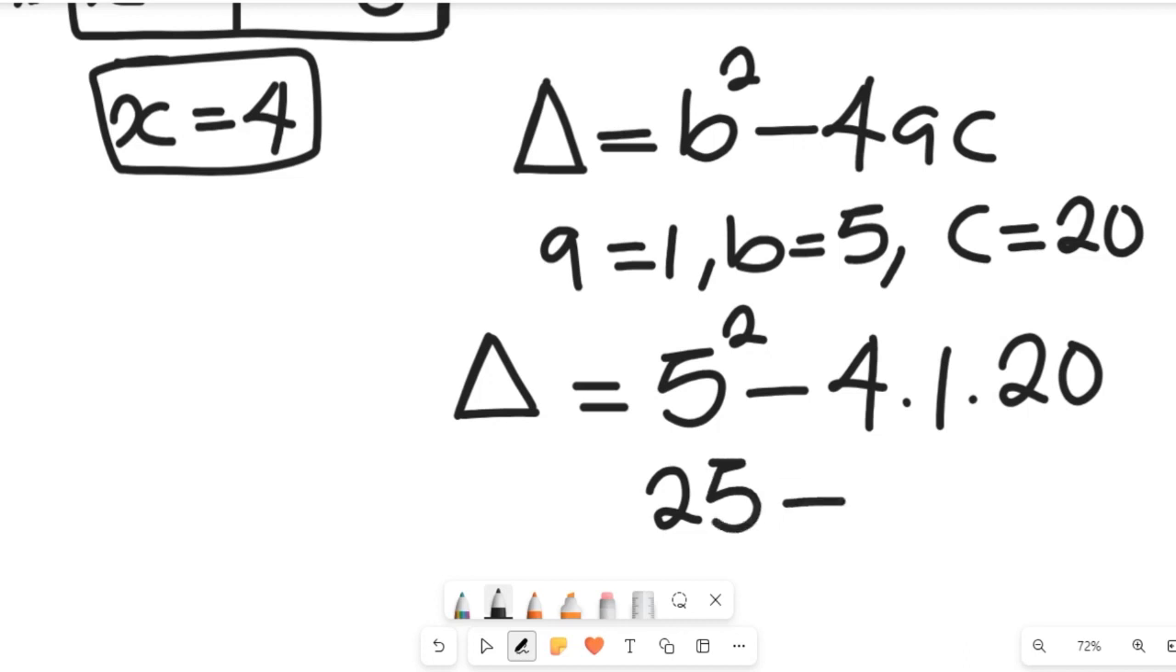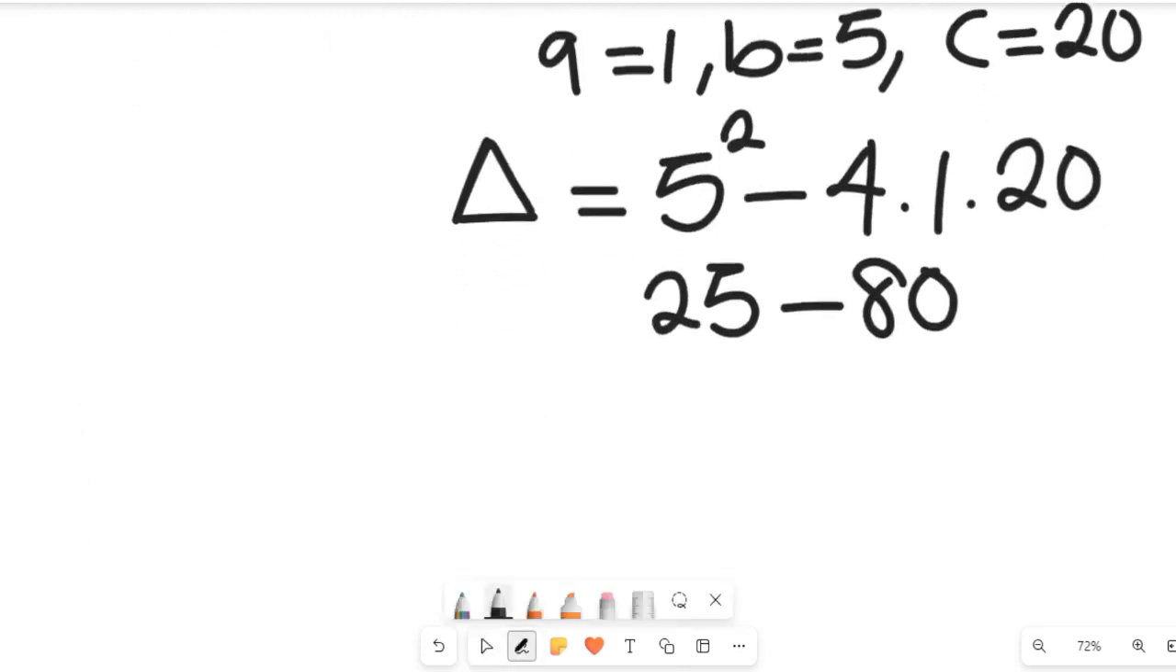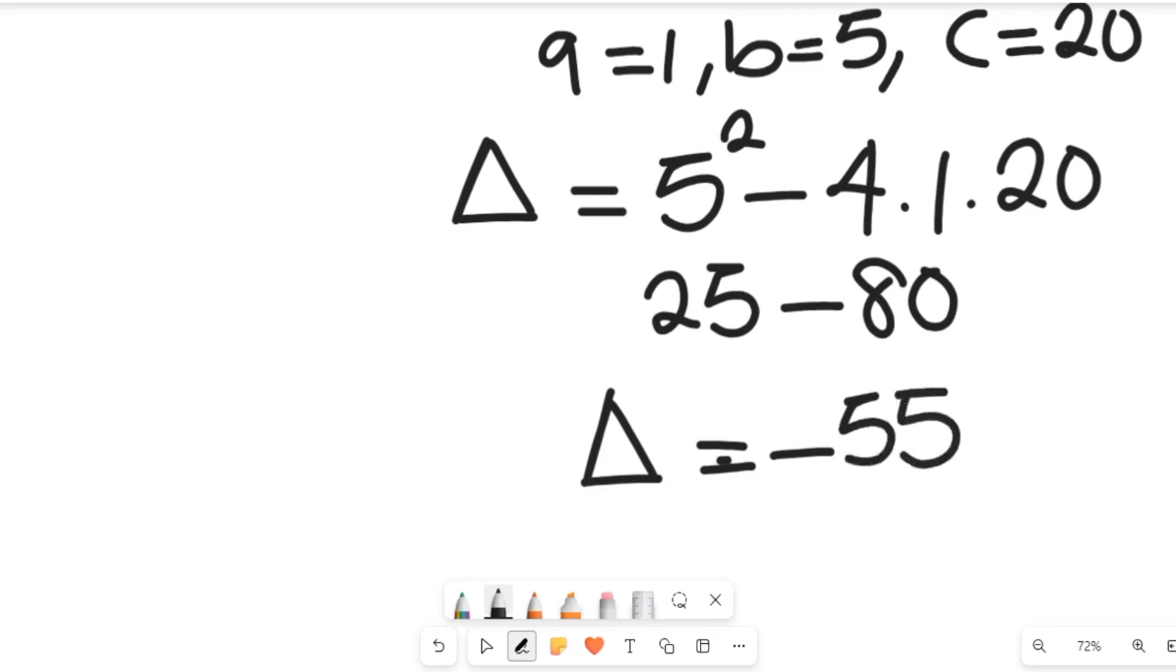minus 4 times 20, which is 80. So the discriminant will be equal to 25 minus 80, which gives us negative 55. So what does that tell us? That negative 55 is less than 0. It's not equal to 0, rather it is less than 0.